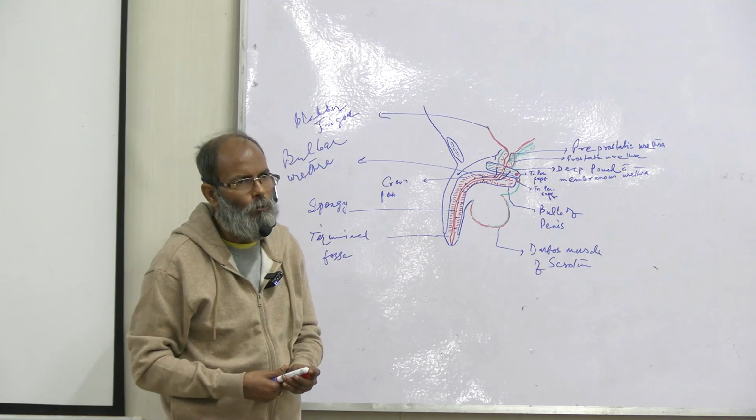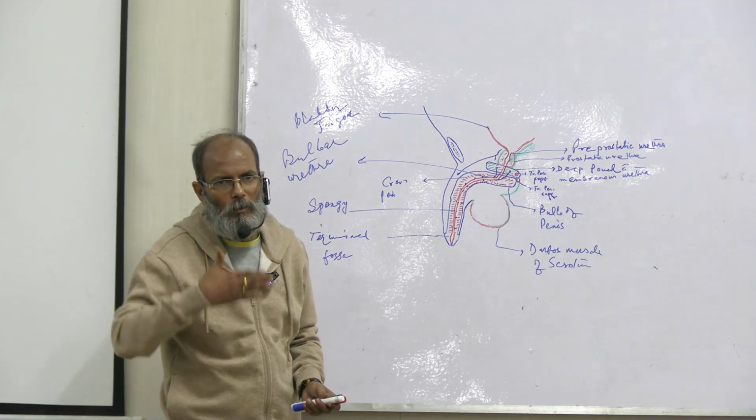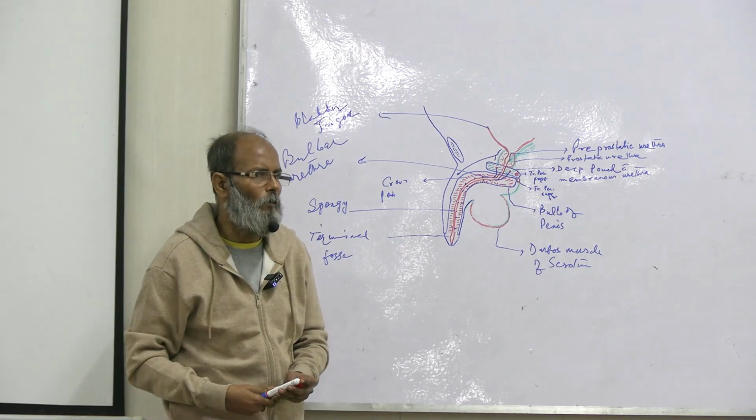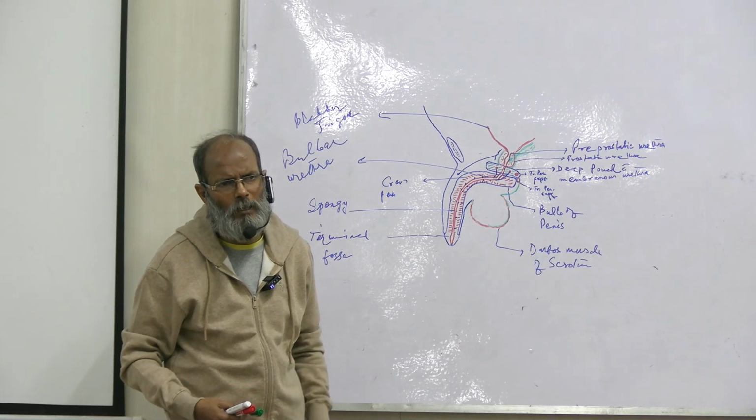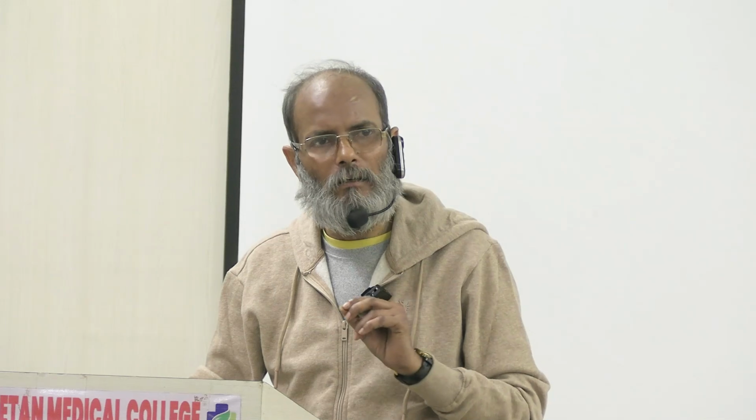Now we need to know the shape of the transverse section of the urethra. Urethra is a common tubular passage for elimination of both semen and urine. It is roughly 18 to 20 centimeters in length, and at the highest breadth it is 6 millimeters in breadth.